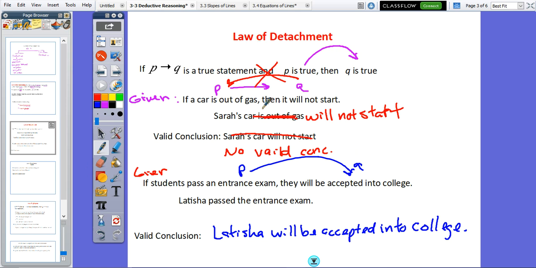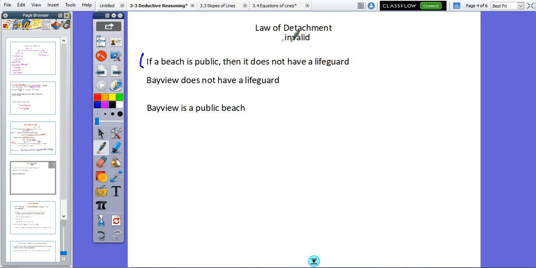Now, like I did earlier, here's another example of an invalid statement. This is our given information right here. Our given states, if a beach is public, then it does not have lifeguards. Well, somebody said, all right, so Bayview does not have a lifeguard. Can that imply that Bayview is a public beach?